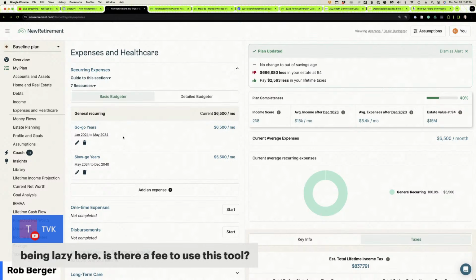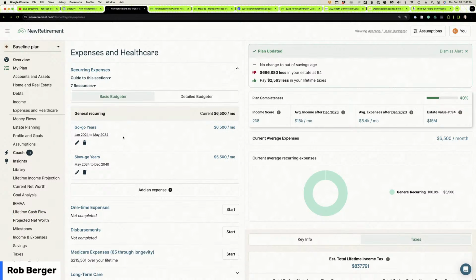TVK wants to know if there's a fee. There's a free version, and then the version I'm using is paid. I think it's $120 a year.